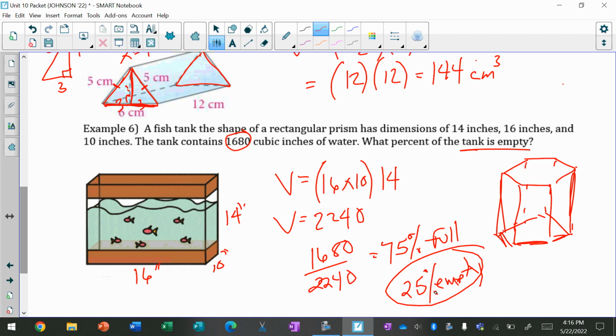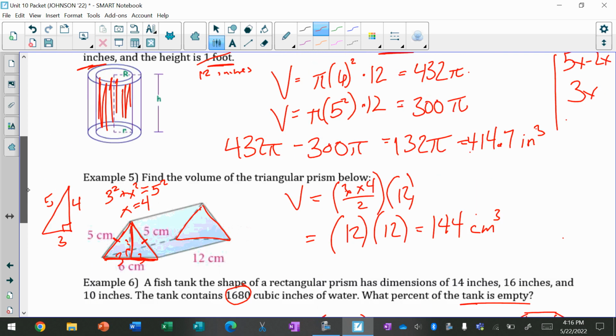So these are the type of questions you should expect to see. All right. When it comes to Regents exams, we are not simply going to give you a rectangular prism and say, hey, it's 14 by 16 by 10. What's the volume? That type of question is a middle school level question.